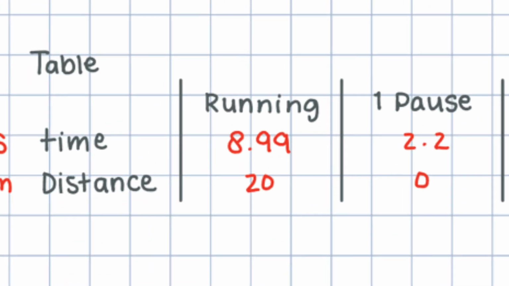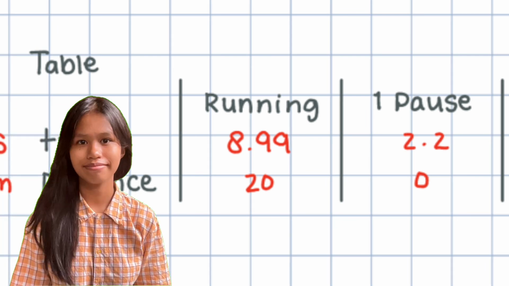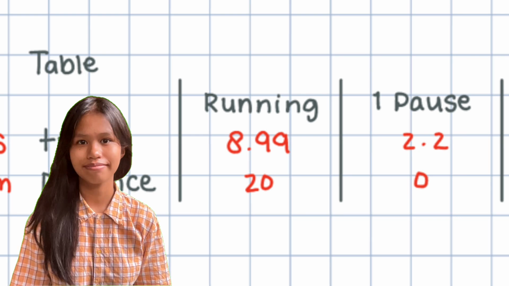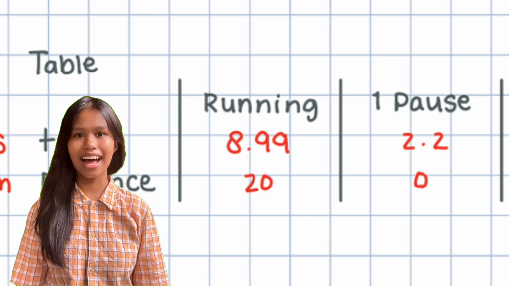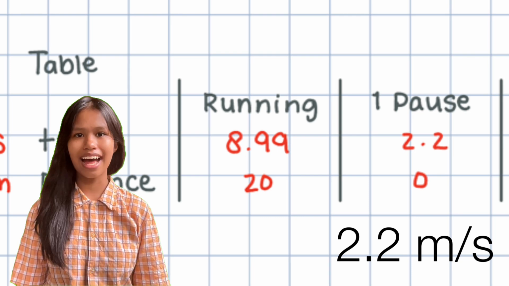So let's do the running one first. We know that the time is 8.99 seconds and the distance is 20 meters. From the formula before, we know that speed equals distance over time. That means running is 20 meters over 8.99 seconds. If you calculate it, it's 2.2 meters per second.